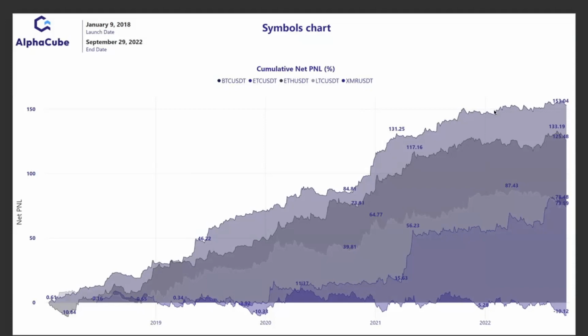So for example, this is the best curve, this is the original portfolio, and when we just switch it to another instrument, we see that the results are not so good. And even one instrument, XMR, demonstrates results near zero. So what can I say regarding these results?